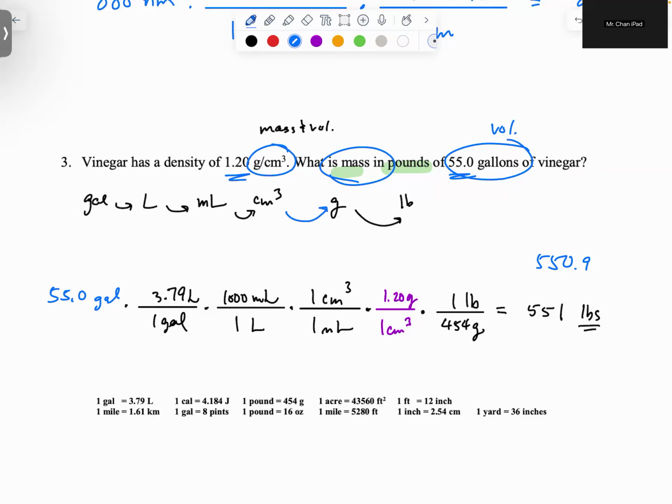Good? Any questions? No? So again, if your answer ends with one dimension, then you should start your calculation with a single dimension. If not, it's likely going to be something more complicated.